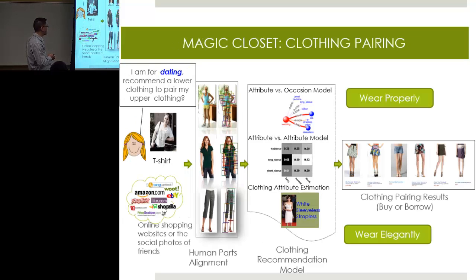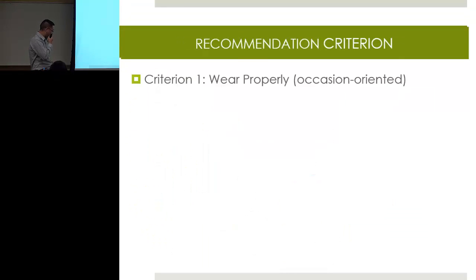The second function is that besides occasion, you can also tell the system, for example, for the upper body clothes, I want to wear this piece. Because maybe this piece was bought by your girlfriend, right? And I want to pair another piece such that these two together are suitable for the dating activity. So here the key is, what are the criteria on how to dress well?